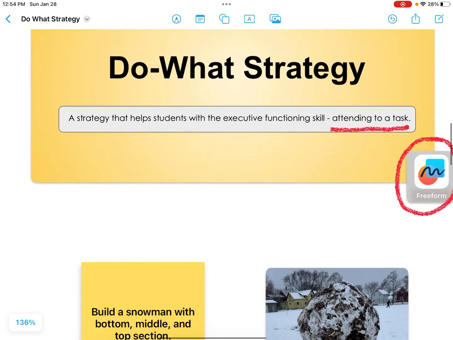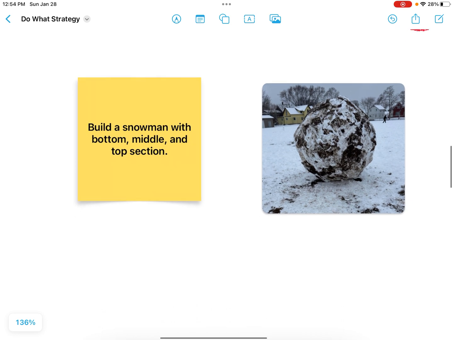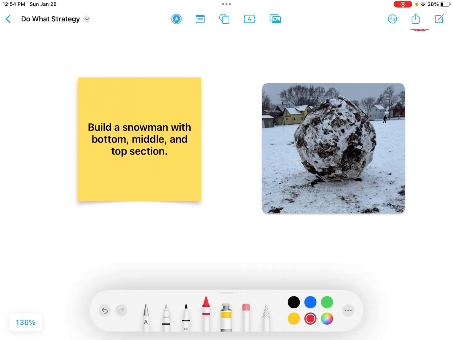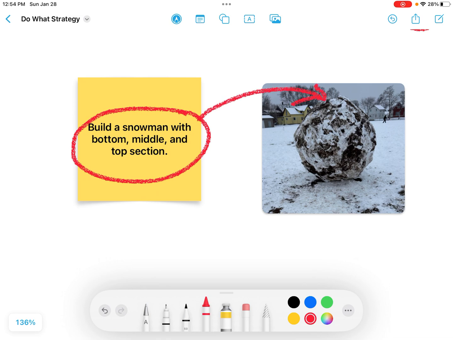So the Do What strategy, you might have remembered at our staff meeting, I basically gave an example that hypothetically I was out at lunch recess and I asked the students this question. I gave them this task: please build a snowman with a bottom, middle, and top section. And guess what I got? This right here, this giant, humongous snowball. Not really, maybe part of the task was attended to, not all of it.